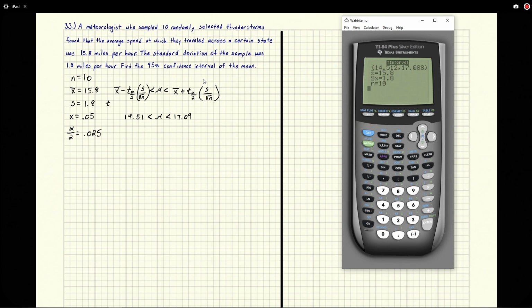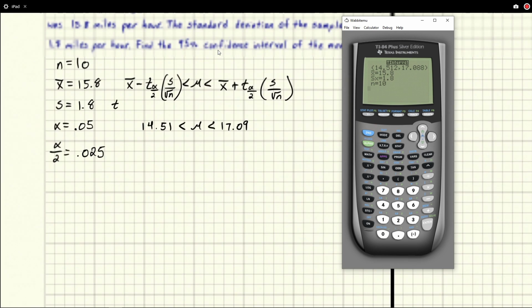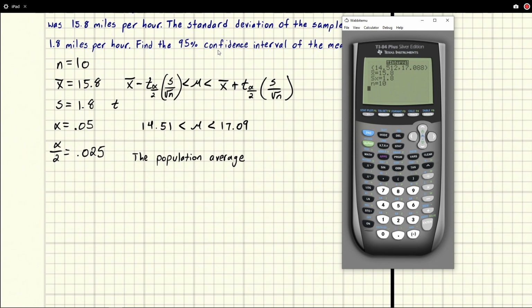They wanted to estimate the average speed that thunderstorms travel across a certain state. So we would say the average, and in fact we're not just saying any average, we're saying the population average, or the true average, that I'm going to call thunderstorms just TS.